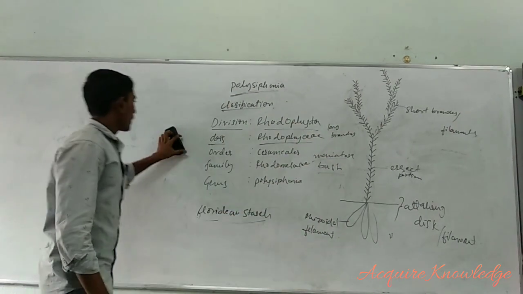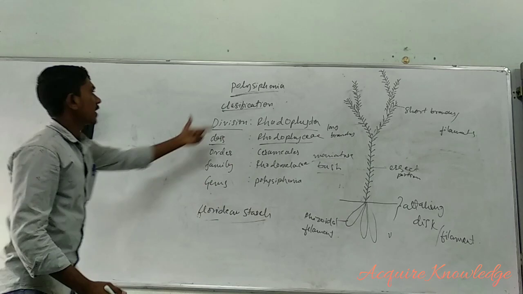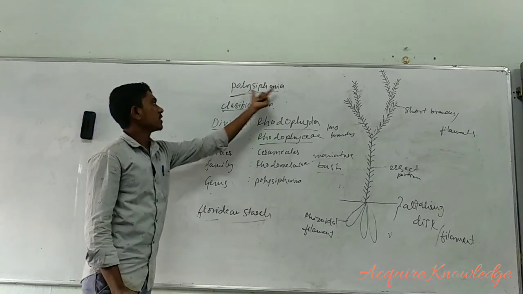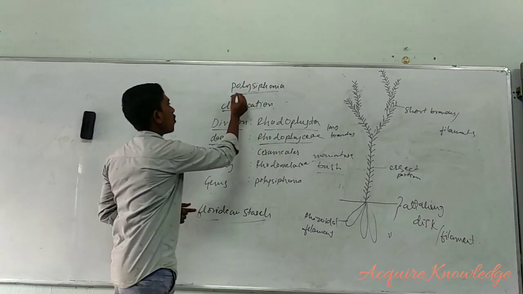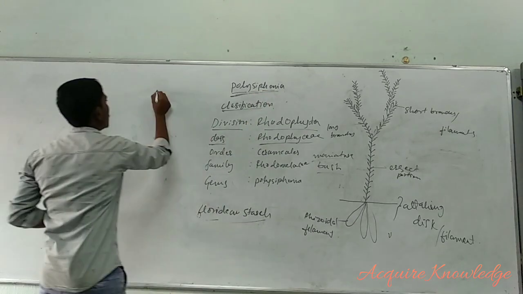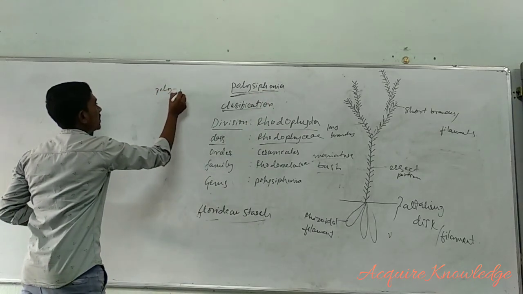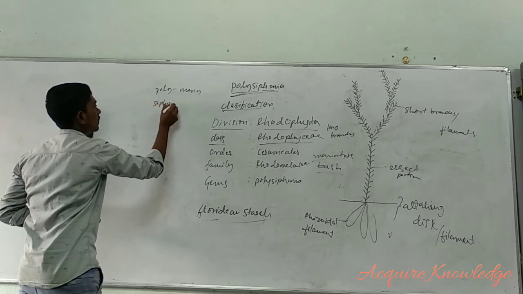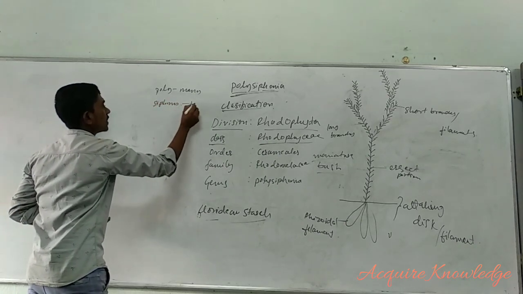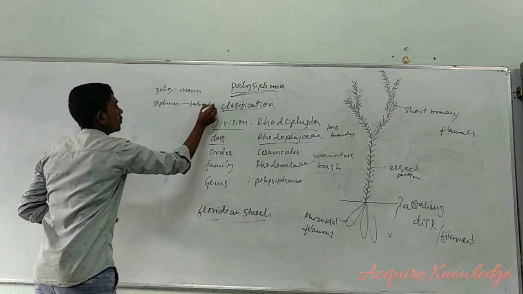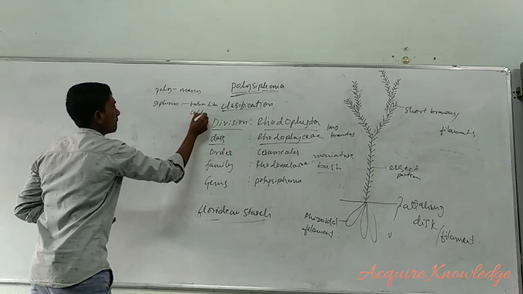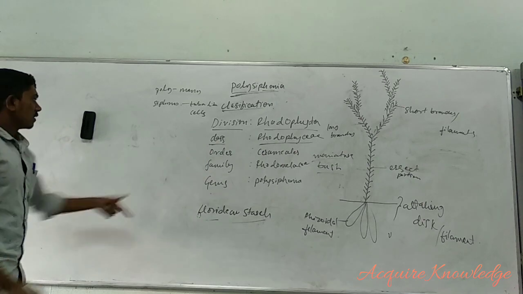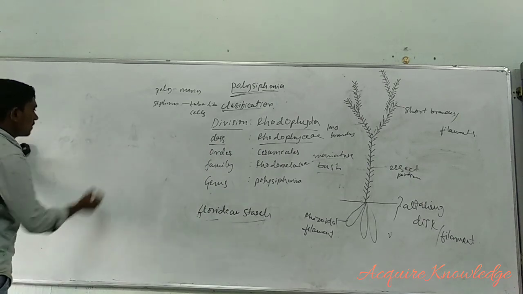While seeing the internal structure of this plant body, we can understand why this is called Polysiphonia. We are seeing these two words, poly and siphonia. Poly means many. Siphons means tube-like cells, an arrangement of tube-like cells. Okay, we will draw the internal structure of this plant body.